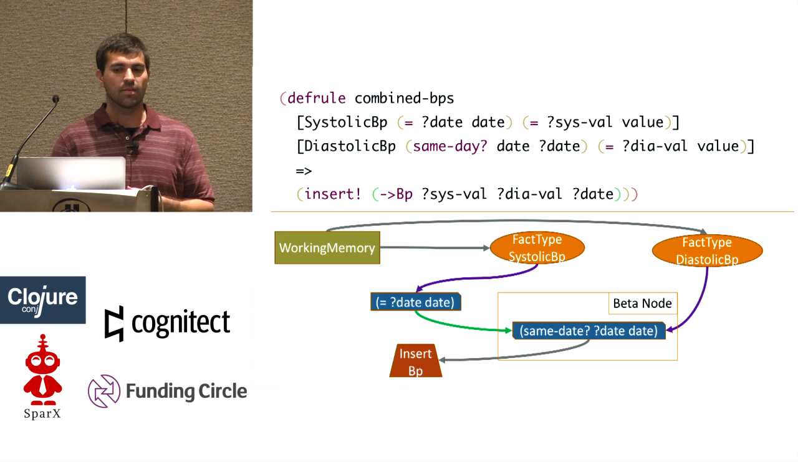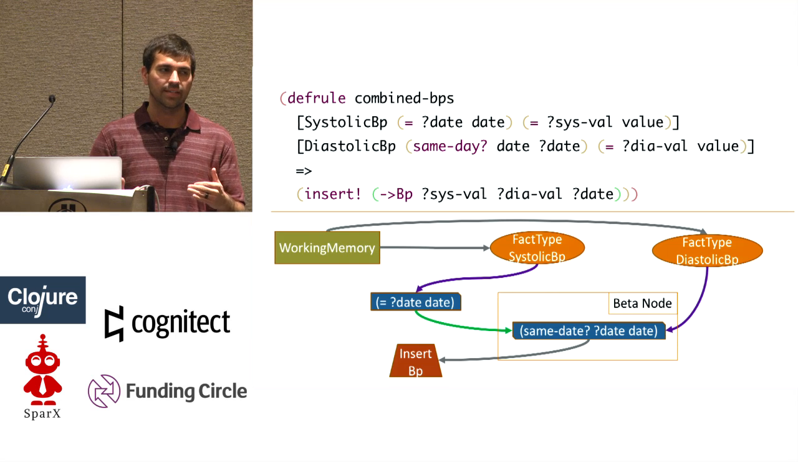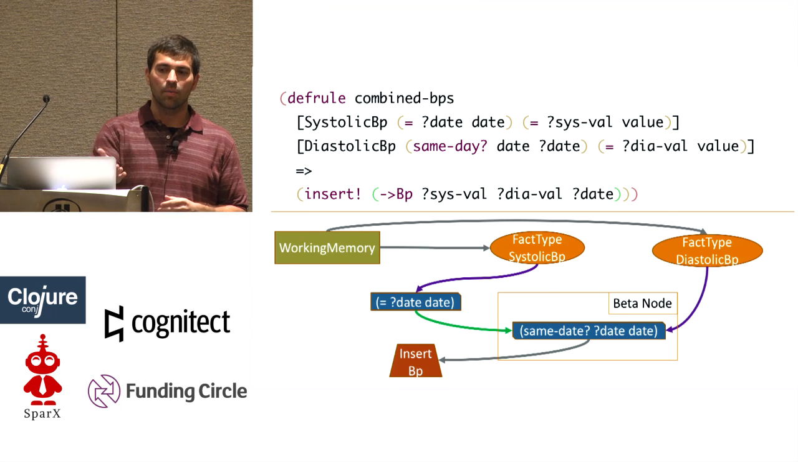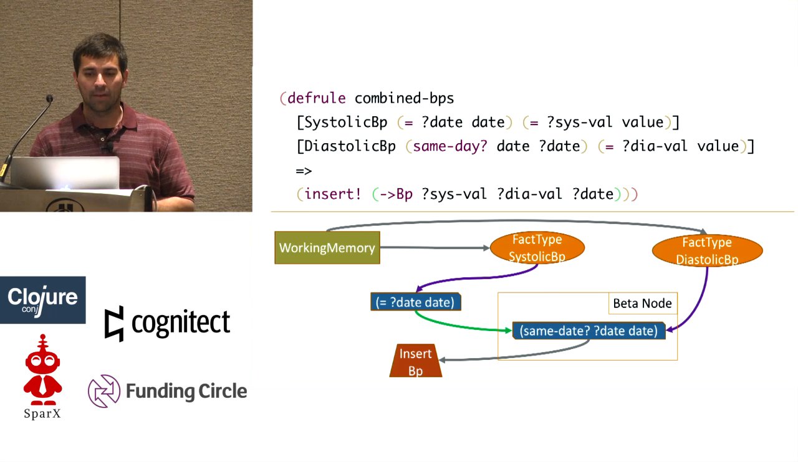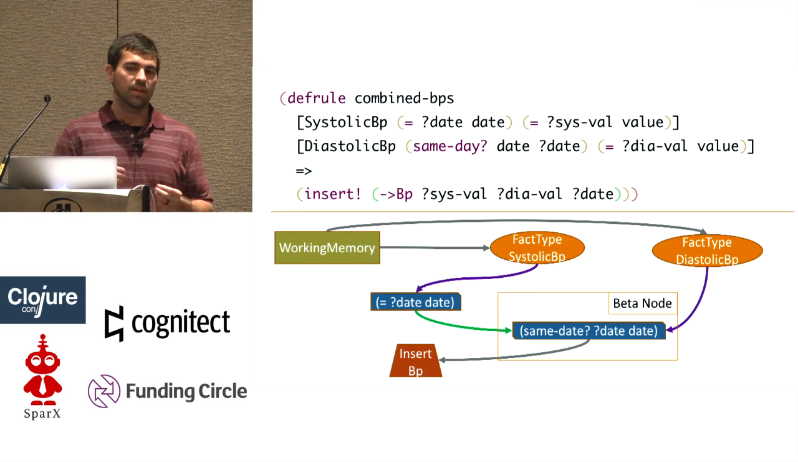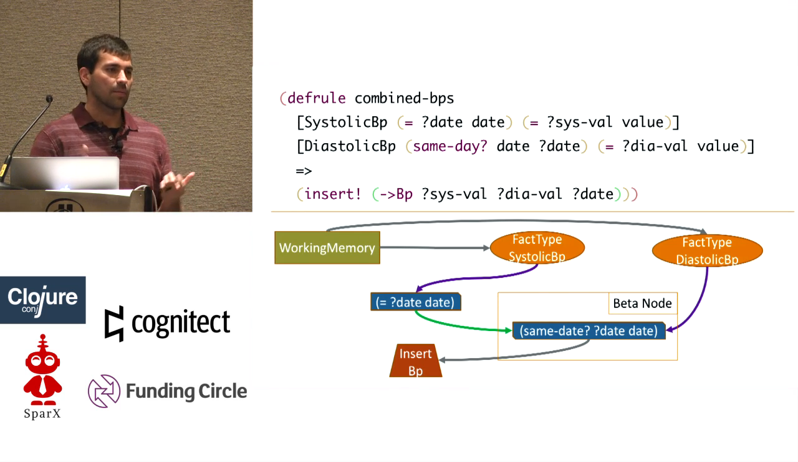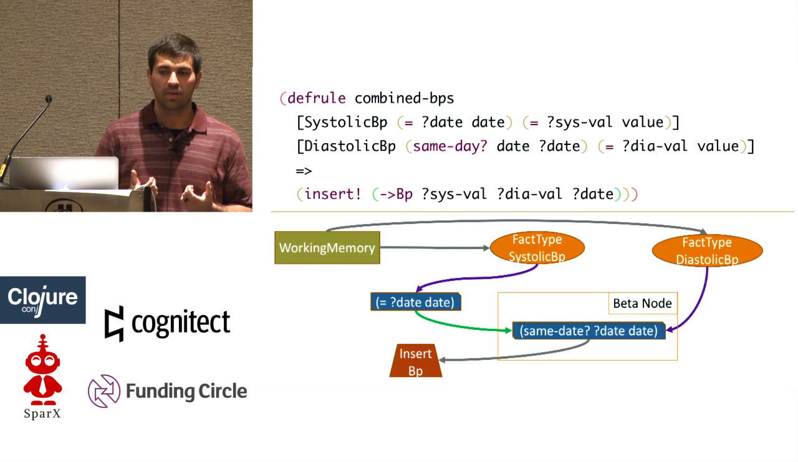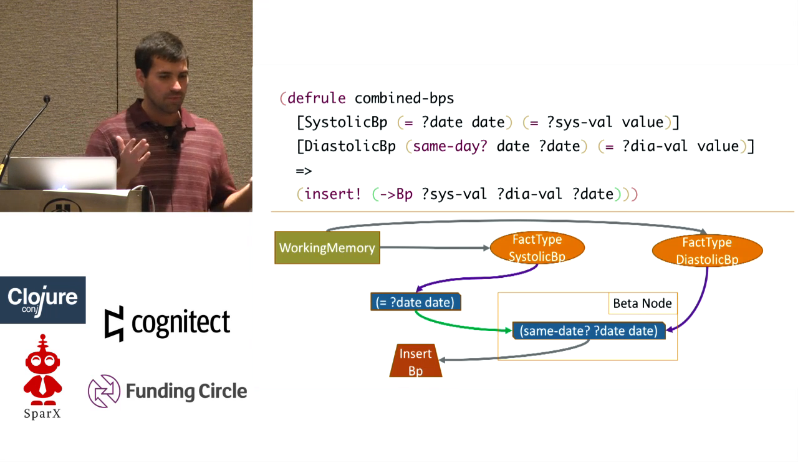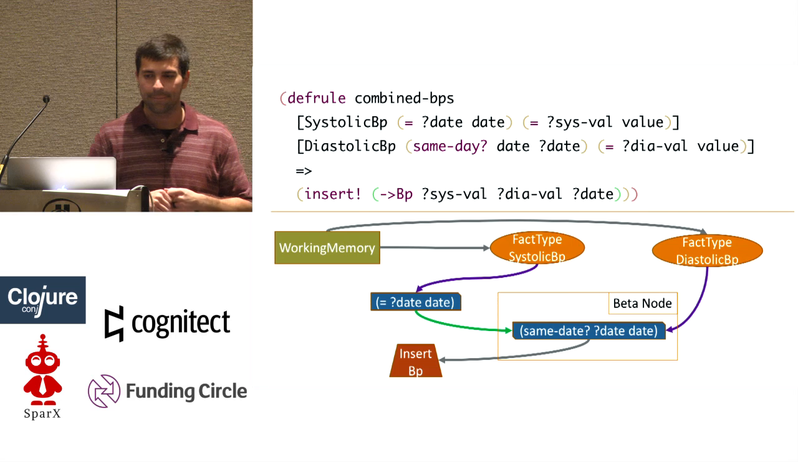It's doing that same day join between a systolic blood pressure and a diastolic blood pressure fact. And its Rete network might look something like this. I'm leaving out alpha nodes because there are really no alpha nodes needed. You can think of the fact type nodes as really just an extension of the alpha nodes anyway, because the type of a fact is still just about one fact at a time.